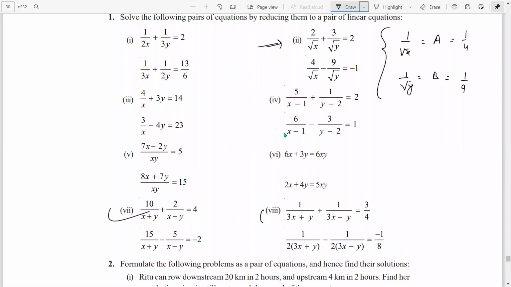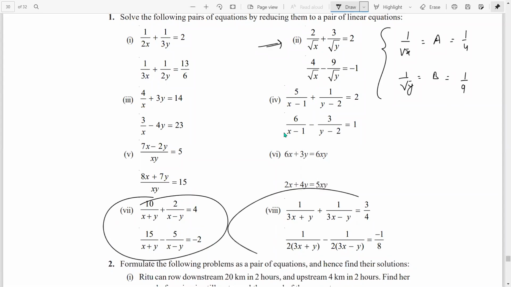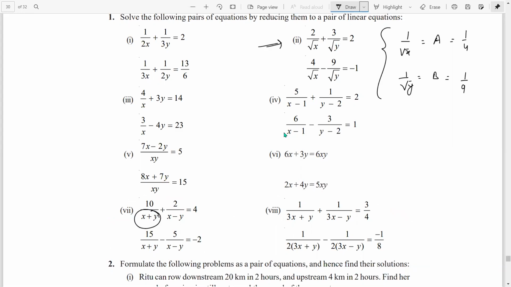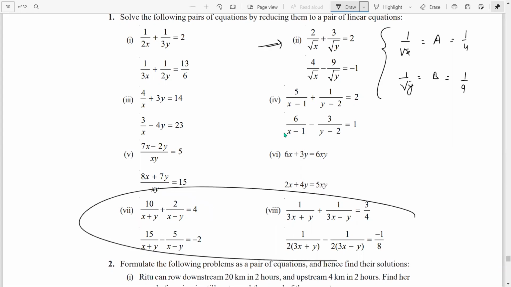See this 8th and 7th problem, they are similar. X plus y, x minus y. This kind of problem we solved. The both problems which we did, it's very similar to that. Where x plus y was the downstream speed, x minus y was the upstream speed. This equation you remember, right? It was very similar to this. So do you people want me to solve this for you?